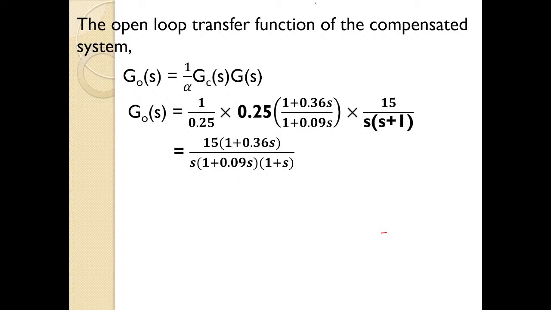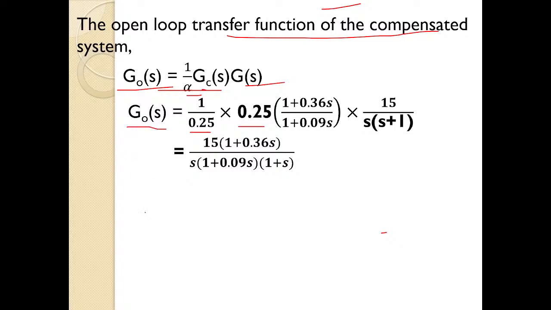Now open loop transfer function. What is the open loop transfer function here? Okay, G naught of S is 1 by alpha into GC of S into G of S. What is 1 by alpha? 1 by 0.25. GC of S is what? 0.25 into 1 plus 0.36 S by 1 plus 0.09 S. What is G of S? 15 by S into S plus 1. Just simplify it, you will get G naught of S.